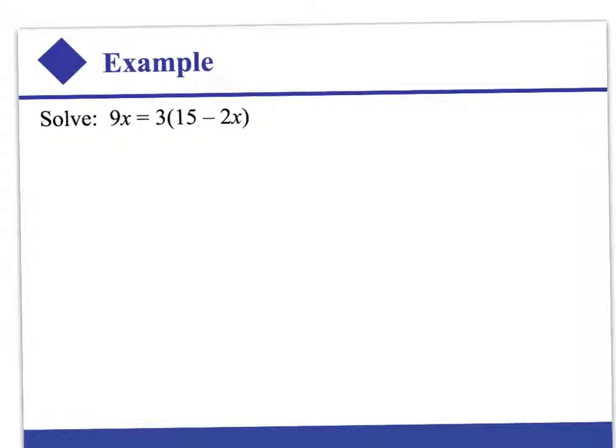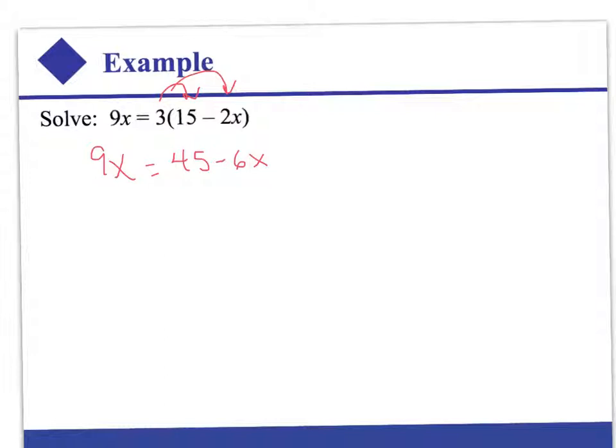So let's look at the next one. We've got a couple of things that we need to go on. We need to distribute here. So let's start there. First we're going to distribute here and here. So I have 9x equals 45 minus 6x, because you have 3 times 15 and then 3 times negative x.